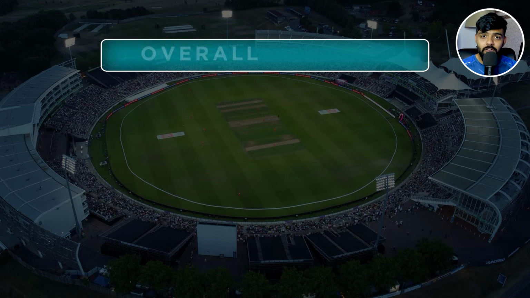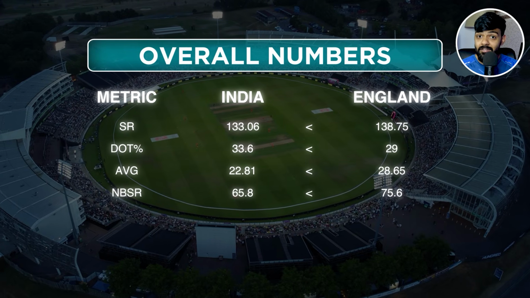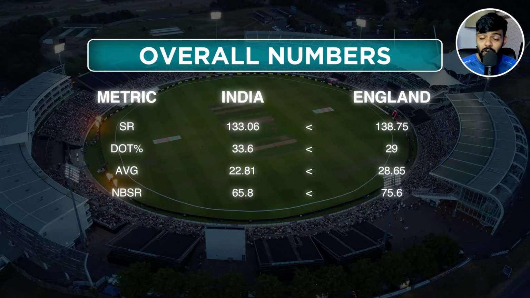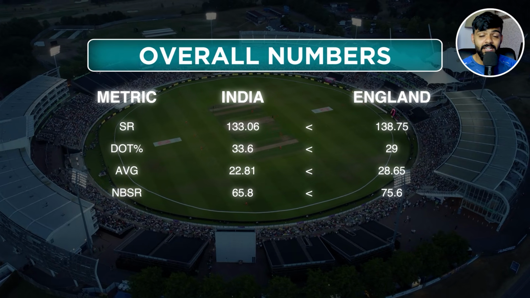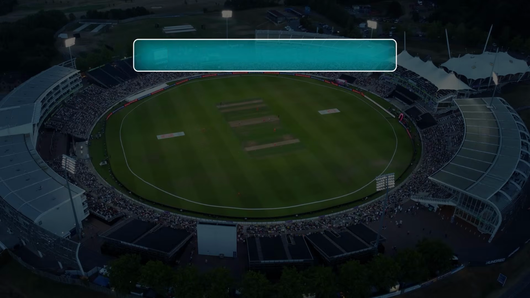Because when you look at the overall numbers, once again, we don't have the better average, we don't have the better strike rate, we don't have the better dot ball percentage or the better non-boundary strike rate. The England team, again, did it all against us. But what is interesting is the fact that we won against England in the power play. We do have better numbers.